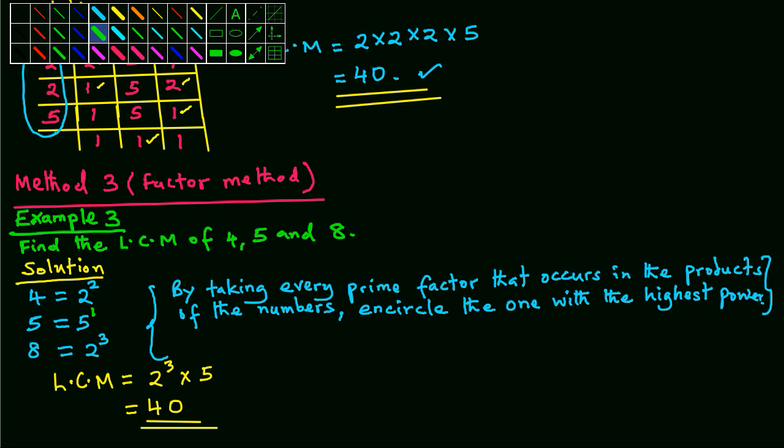So all the factors that appear here are 2 and 5. So for 2, the highest power of 2 in these numbers is 2 power 3. So that forms part of the LCM. And for 5, we only have one number with 5, so the rest can be assumed to be having 5 power 0. So the highest power there is 1. Now that gives our LCM as 2 power 3 times 5, which is 40.